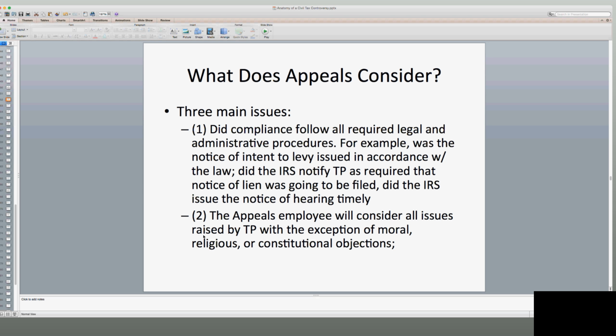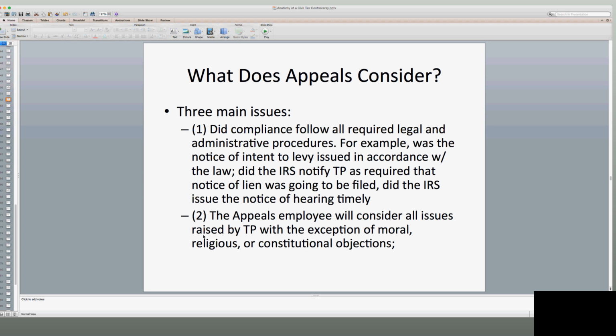What does appeals consider? Here are three main issues. Did compliance follow all required legal and administrative procedures? For example, was the notice of intent to levy issued in accordance with the law? Did the IRS notify the taxpayer as required that the notice of lien was going to be filed? Did the IRS issue the notice of hearing timely? The appeals officer will consider all issues raised by the taxpayer with the exception, of course, of taxpayer protest arguments, the ones that we seem to deal with a lot with our clients: moral, religious, or constitutional objections.